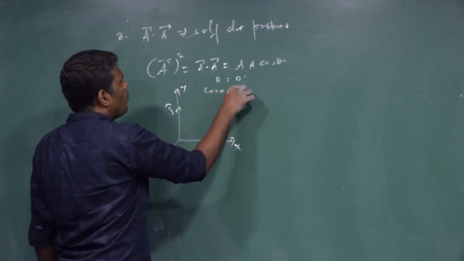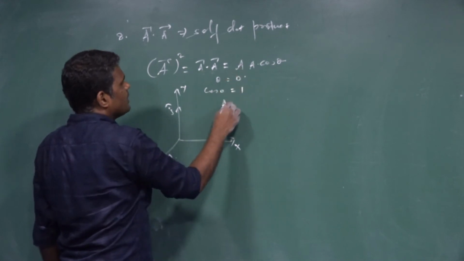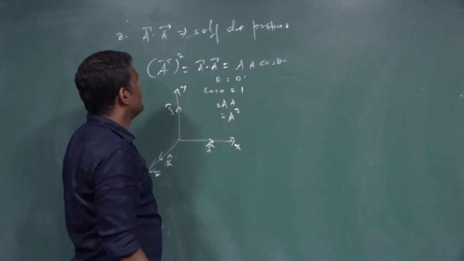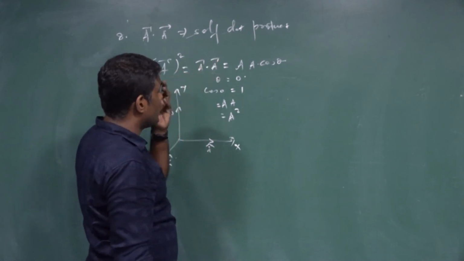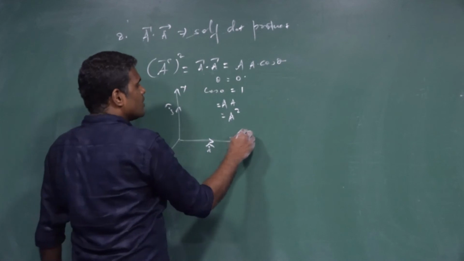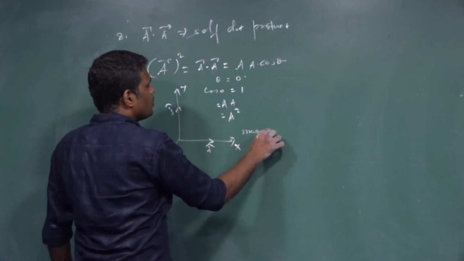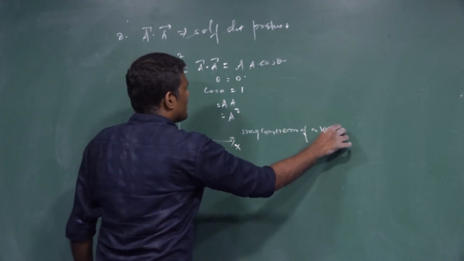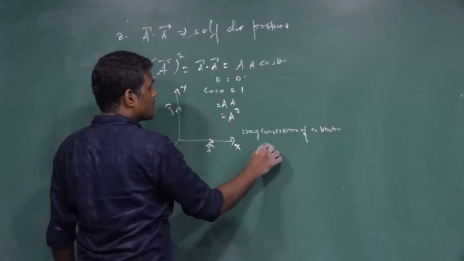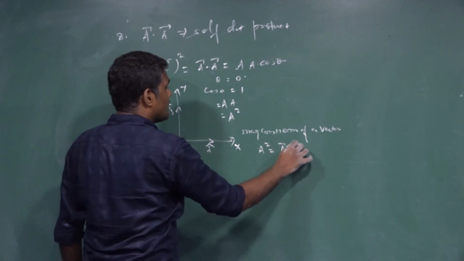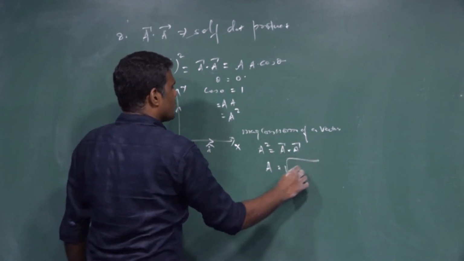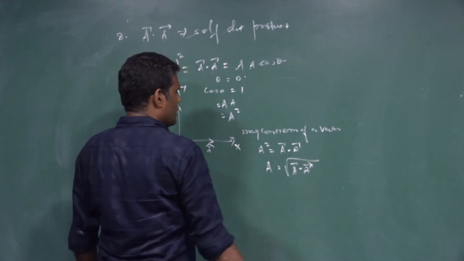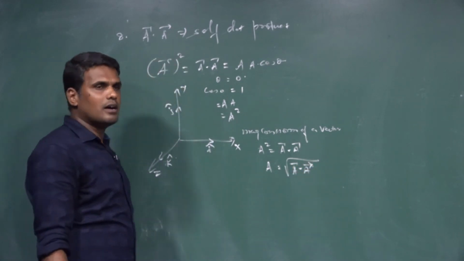What is cos 0? 1. So we'll have simply A into A, so this is A square. So A vector square, or A vector dot A vector, is equal to A square. So we can simply say the magnitude or norm of a vector is given by A square equal to A vector dot A vector. So A equals square root of A vector dot A vector.